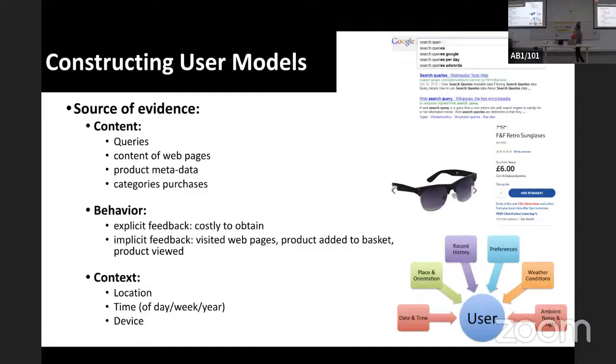The question then becomes, what's the source of that content? The source could be queries, content of web pages, product metadata, category purchases, and so on. There could also be explicit data, where we ask explicitly, did you like it, did you not like it?